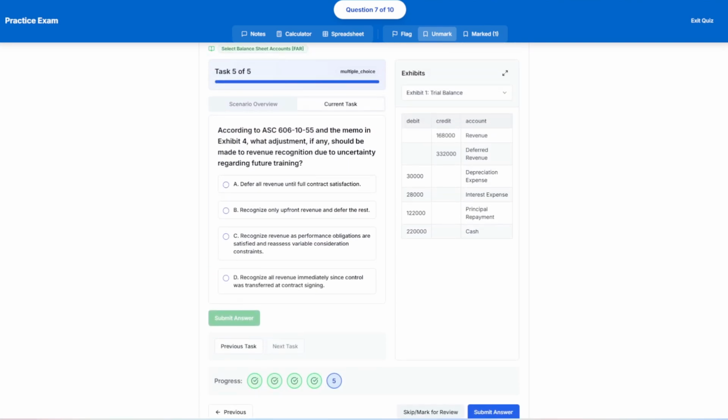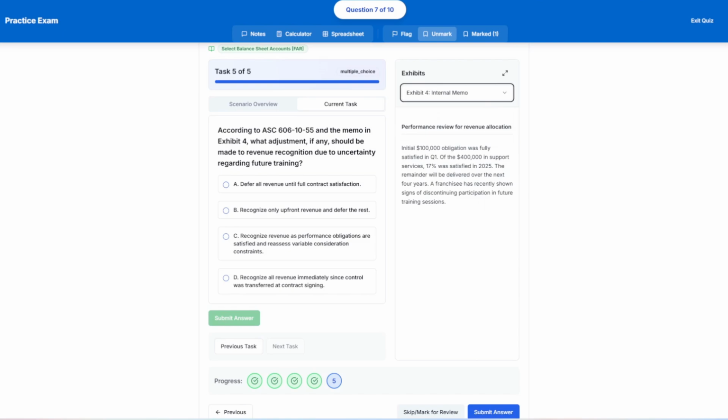Now, Task 5. This is a judgment call question about revenue recognition and uncertainty. Open up Exhibit 4, the internal memo. It says a franchisee may not continue participating in future training sessions. That raises a red flag. Because under ASC 606, this introduces variable consideration. Let's walk through your answer choices.